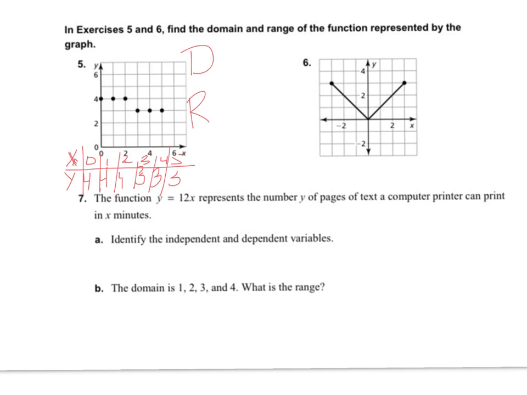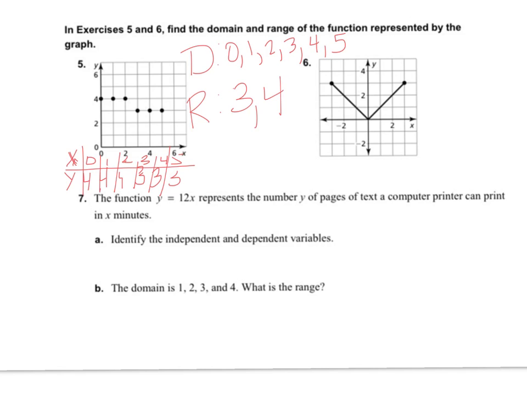So in this example, the domain is 0, 1, 2, 3, 4, and 5. And kind of note that you do have to write each one of those out when you are listing out the domain. On the range, however, I only need to list 3 and 4. I don't need to repeat the 3 even though it's there 3 times.